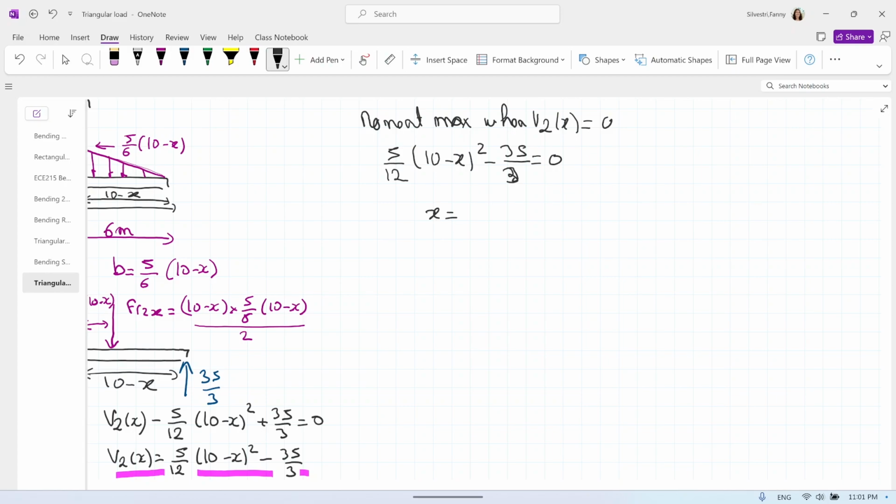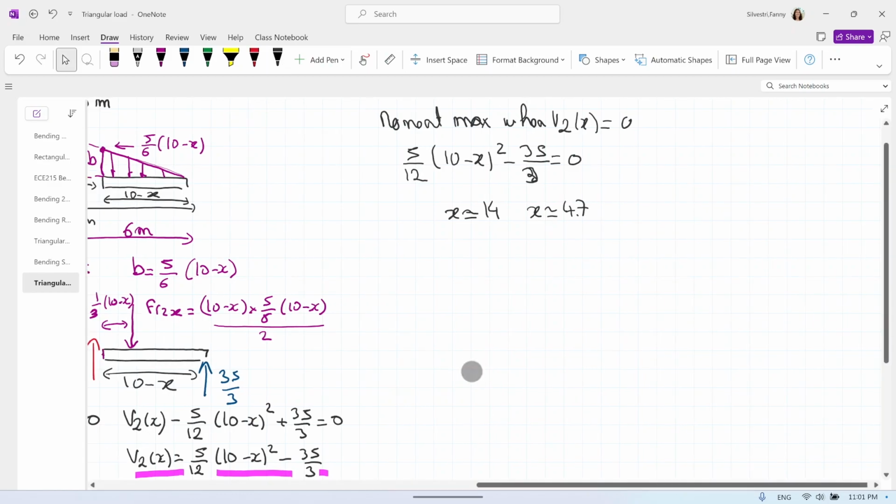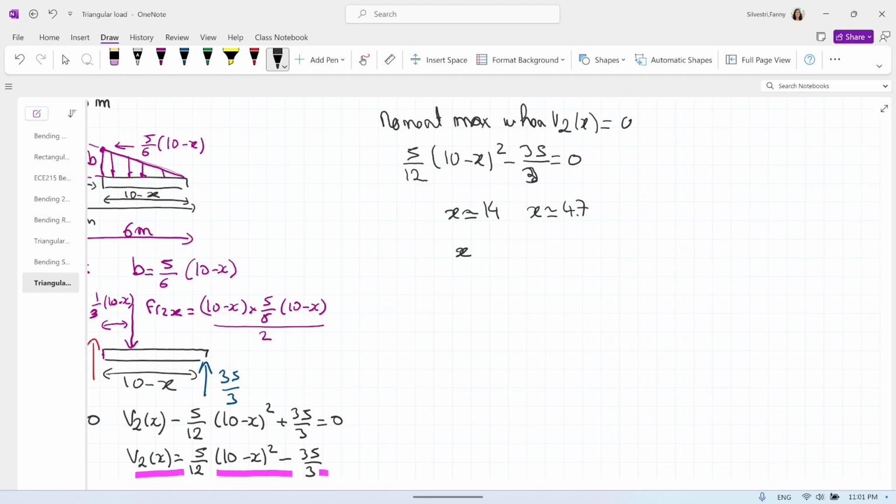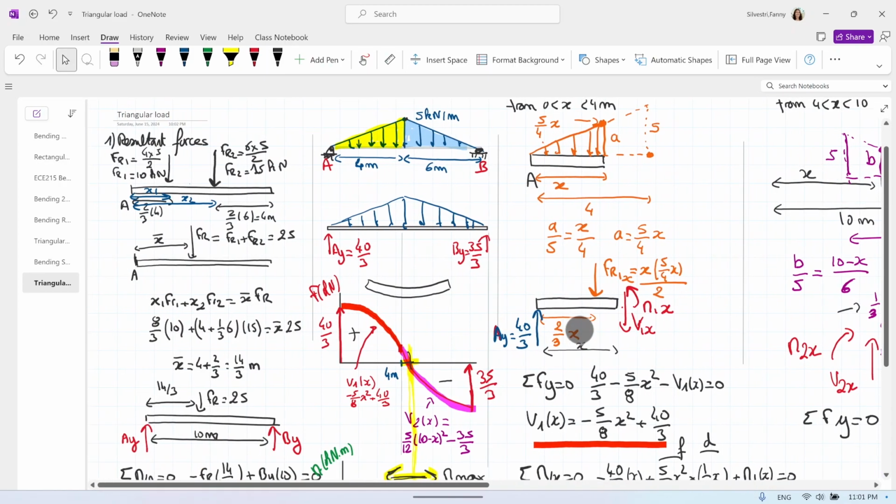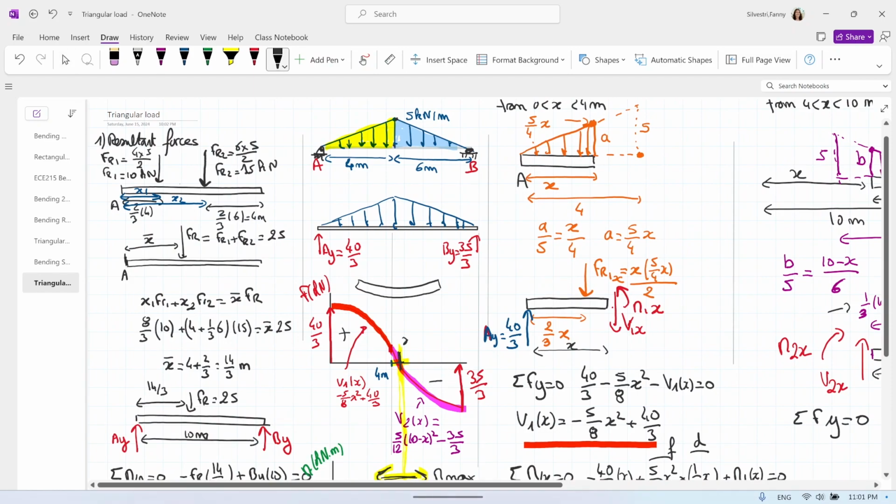There is an answer around 14, and there is an answer that is around 4.7. Which one is correct? 4.7, that cannot be 14. 14 is outside your beam. So when you do that with solver, your answers will be exactly, let me plug in the closest as possible, 4.708 meter, or 4.71. So this value there is for x equal 4.708.